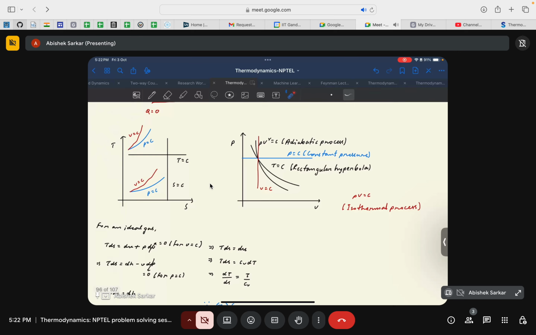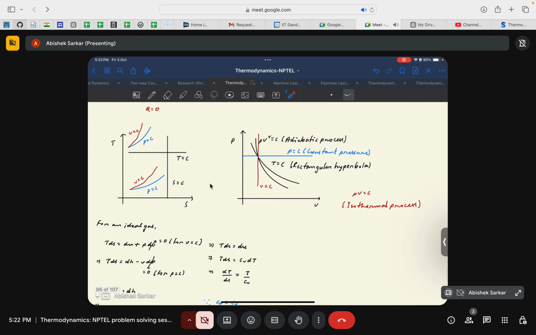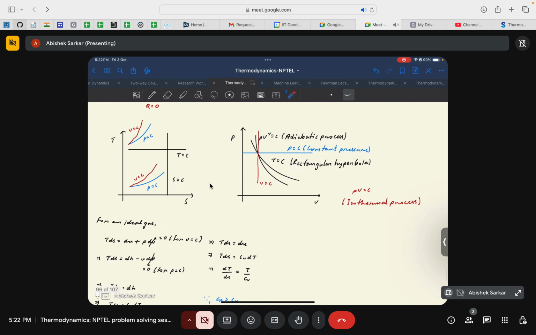Here we will discuss the different types of processes and how they are represented on a PV plot. This question was also discussed in the previous sessions: the slope of a constant pressure and a constant volume process, and how it varies in a PV plot. If there are any remarks, if you know about this, you can suggest.